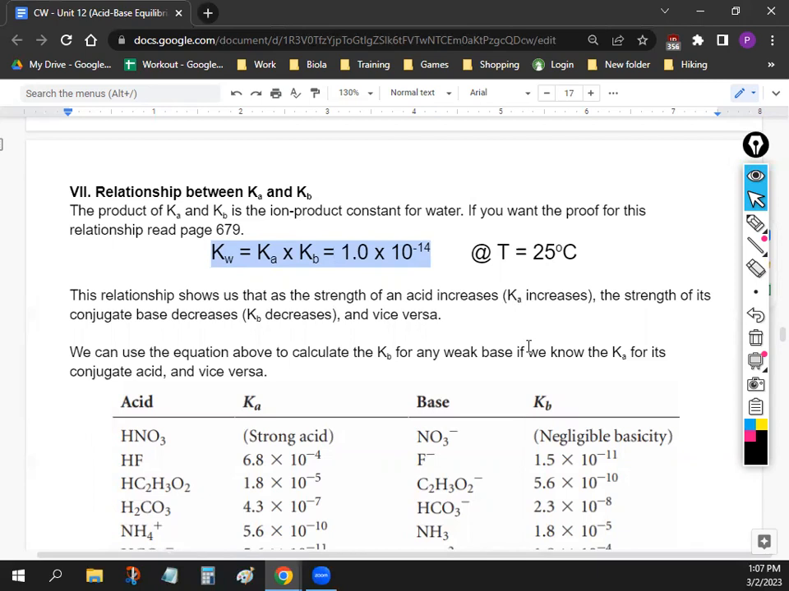All right, now the important thing about this equation is, again, you guys already know this, it tells you the relationship between the strength of an acid and base. So the stronger the acid, the weaker the strength of the conjugate base, and vice versa as well. It's just telling you that there's an inverse relationship between the two.